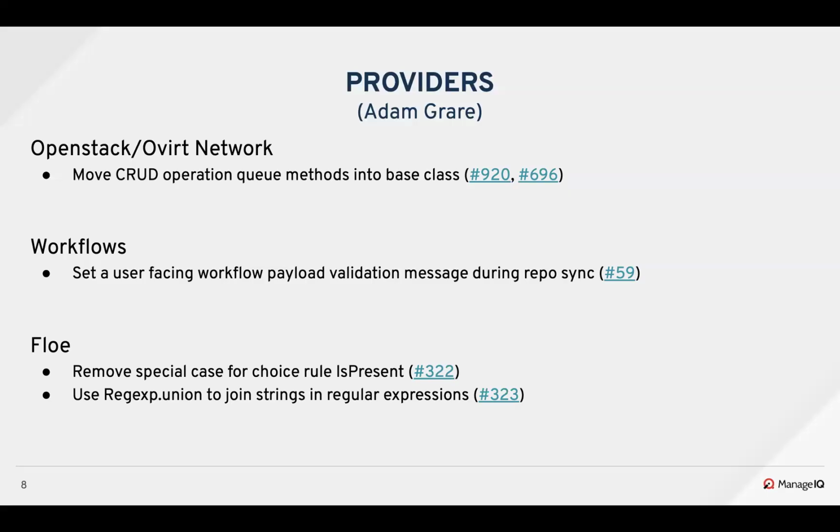For workflows, we now set a user-facing payload validation message on the workflow record if there's, for example, a syntax error. Previously, we would only skip these, so if you had a typo in one of your ASL files, it wasn't obvious why it was missing. So we'll be working on showing that to the user so that you can see the status of your payload and, if there is a failure, what the failure is.